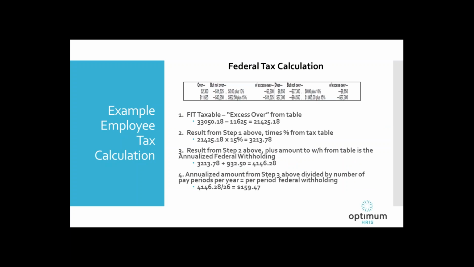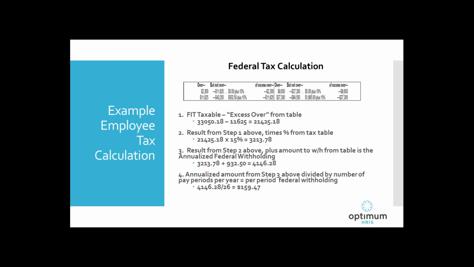So we'll take our federal taxable minus the excess over on that table that we just looked at. Our federal taxable annualized was $33,050.18 minus the excess over amount from the table we just looked at. And that excess over amount was $11,625. So that gives us $21,425.18. We'll take that result and multiply it by the 15% tax rate on the table above, and that gives us a total of $3,213.78. We'll use that result and add it to the tax amount from the table above, $932.50, for a total of $4,146.28. That's our annualized federal withholding amount.